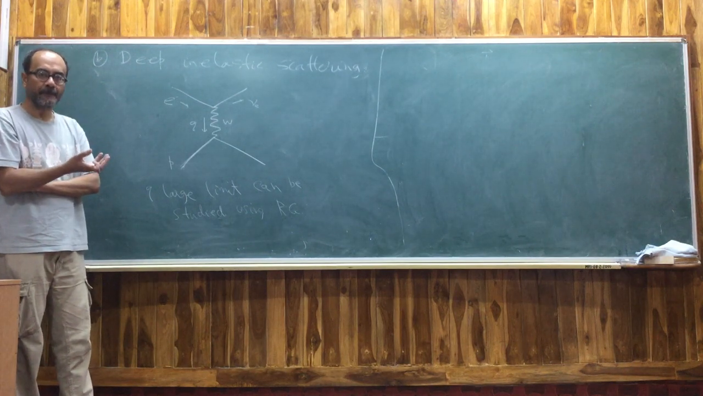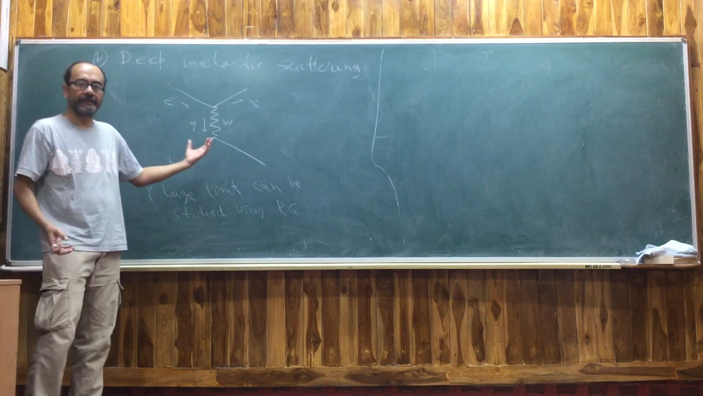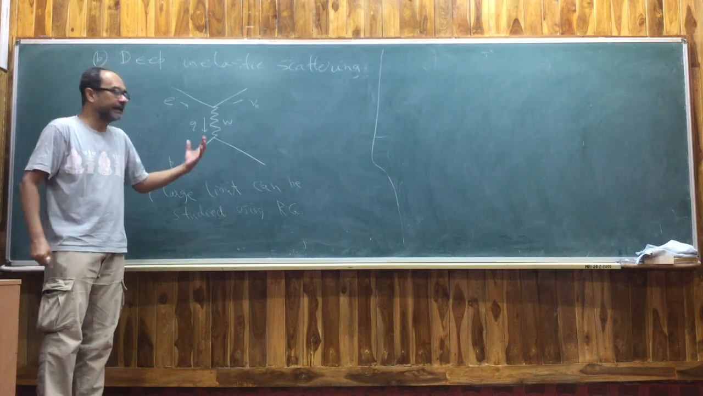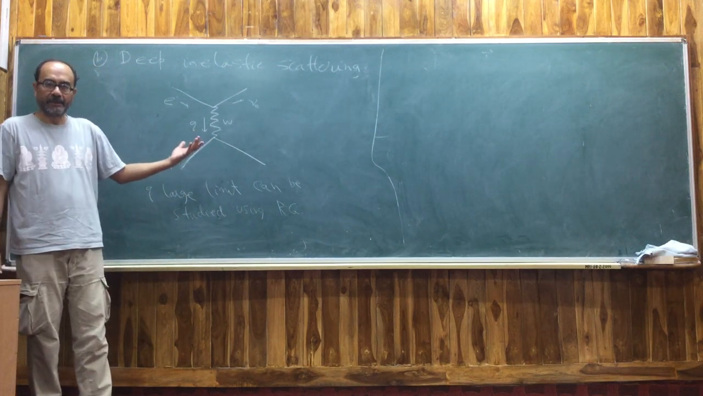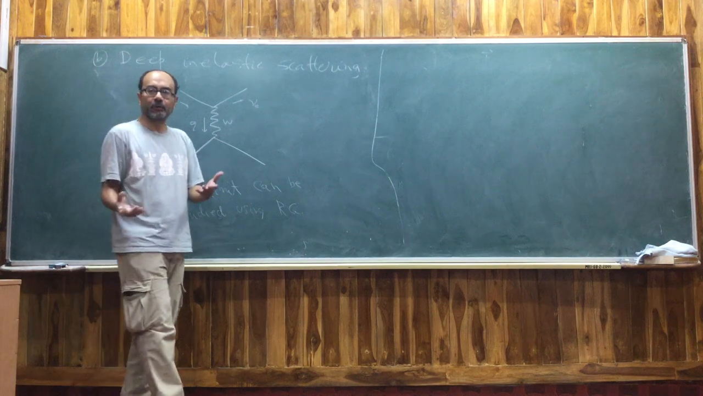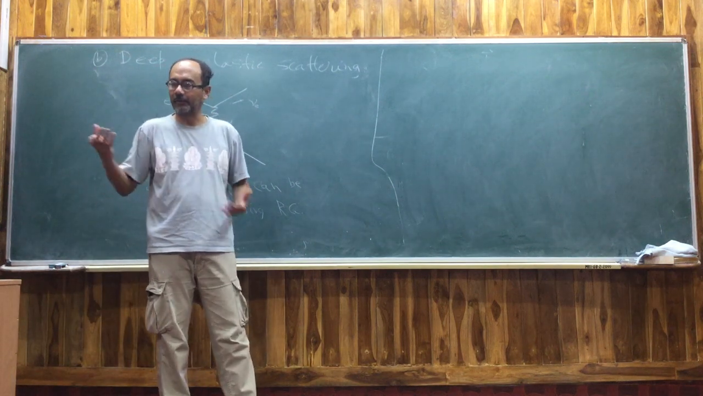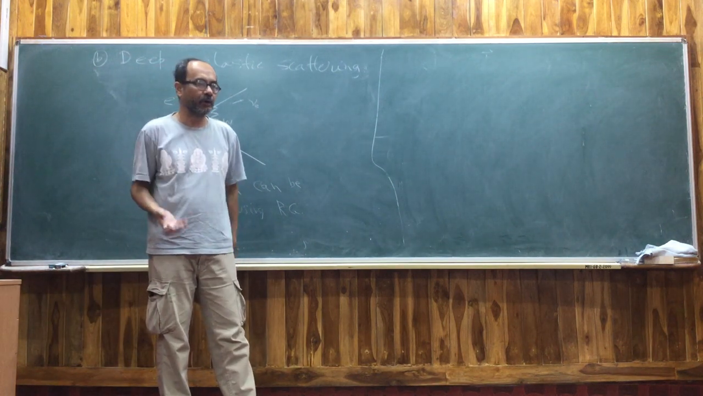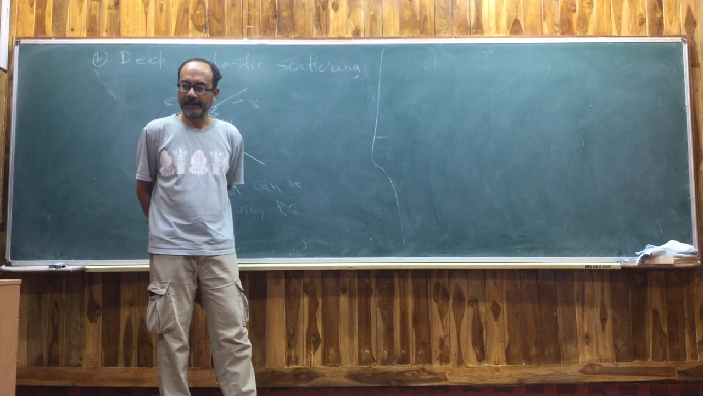QCD, because the coupling at low energy is strong, is where this is most effective. Without this, in fact, you couldn't predict anything in QCD, because quantum field theory only tells you how to deal with quarks and gluons. There's no description of protons and neutrons and pions in the Lagrangian. So how do you calculate anything in QCD?